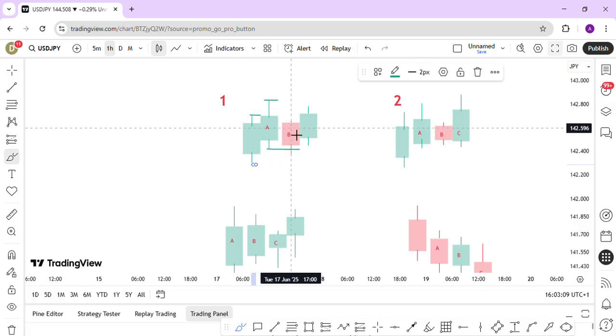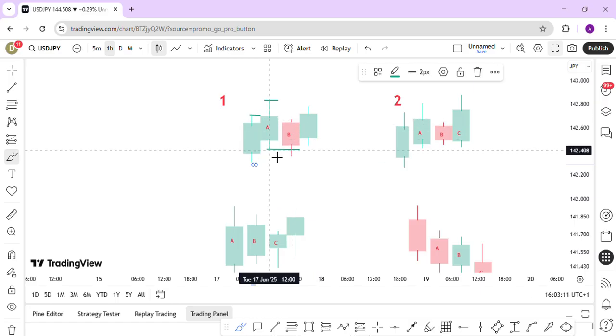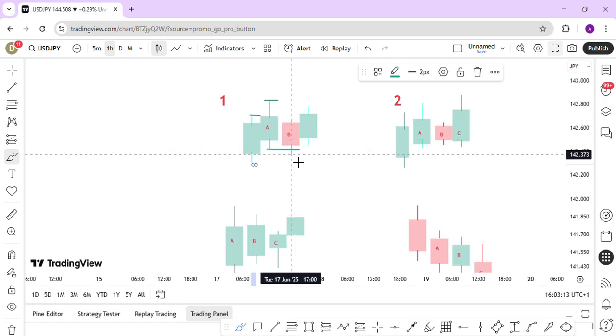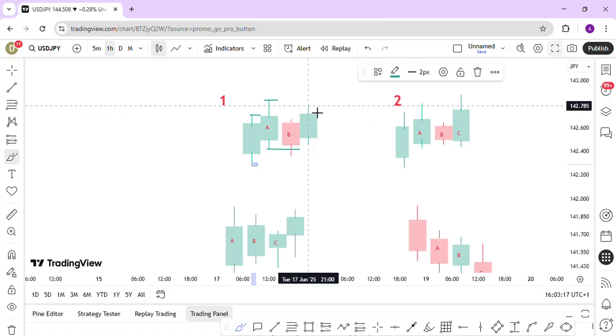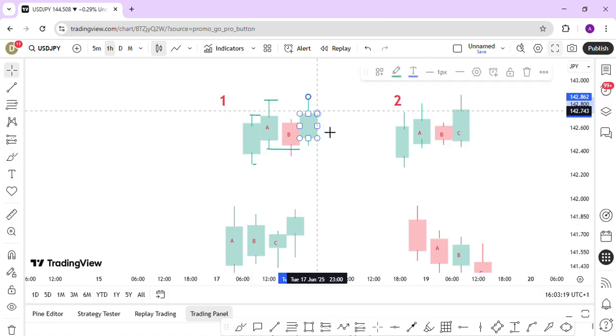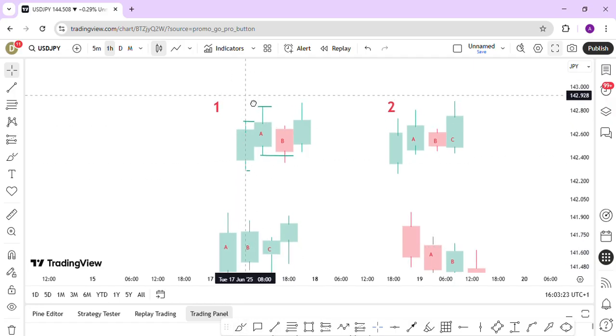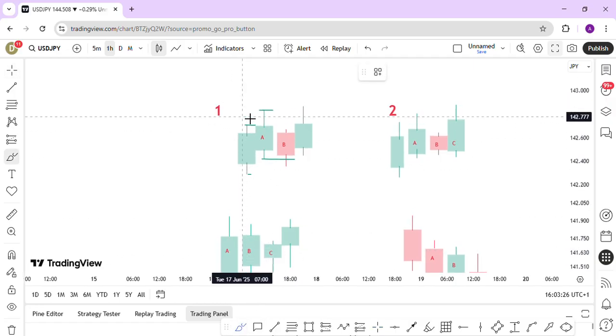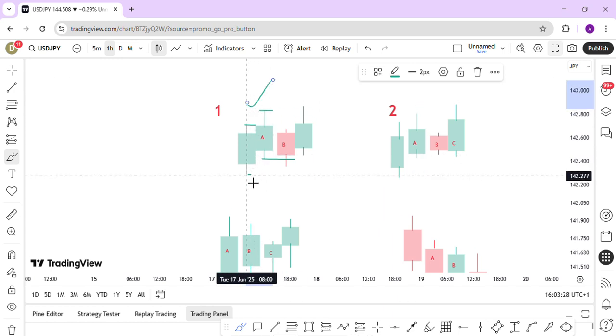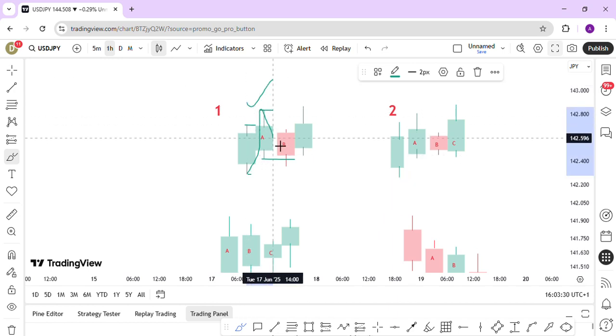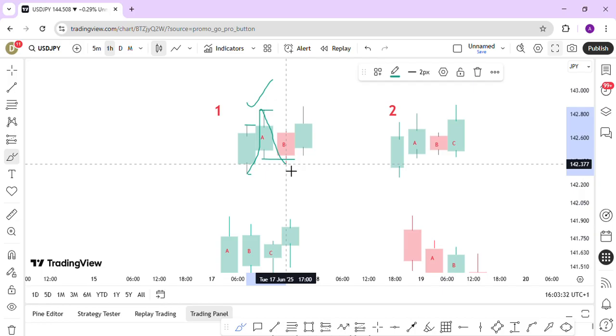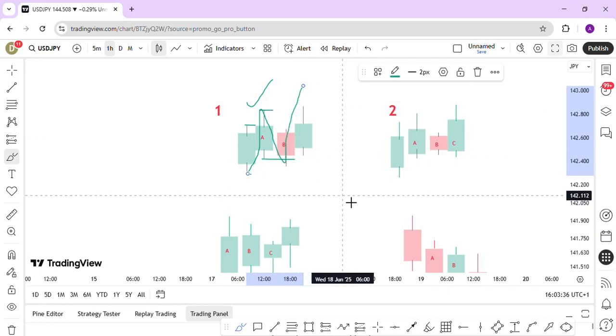Now B opens. At the open of B, we were able to take out the low of A, and that's why we have a valid pullback, and the market continues to push in that direction. So this will be identified as a valid pullback. The low of A has been taken out, then the market continues.